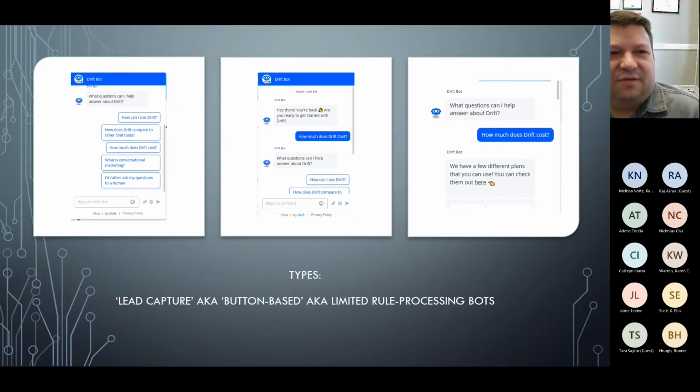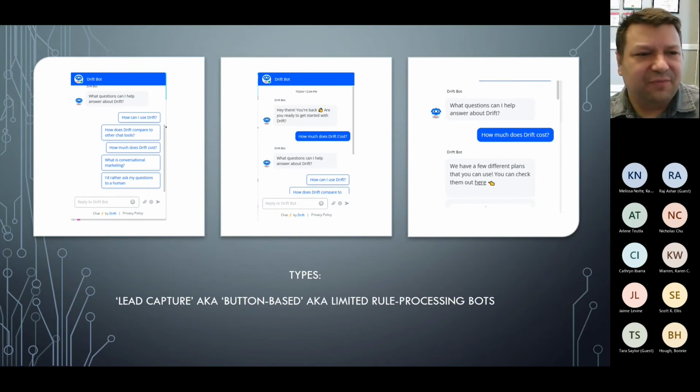There's also a universe of low quality bots that are mostly based around button navigation rather than natural language. These are honestly kind of more of a gimmick or useful for capturing email addresses for sales follow-up. Here's a couple examples of a more limited button-based or lead capture system called Drift. So with Drift here, in this exchange, what happened was I looked at the suggested questions that it gave, and then I just typed one out of how much does Drift cost.